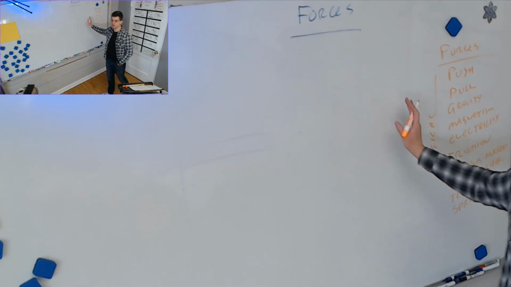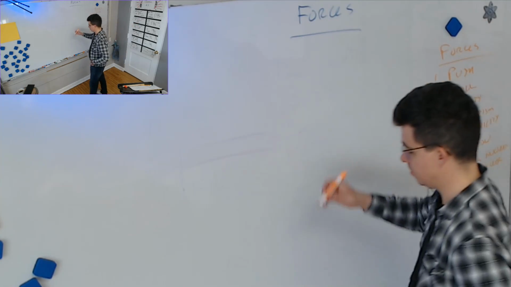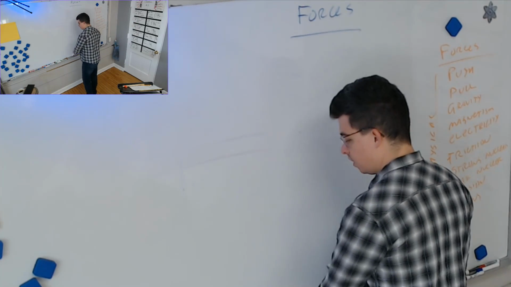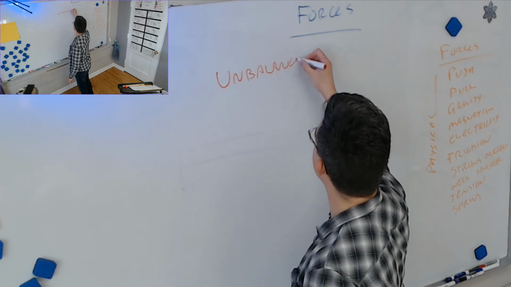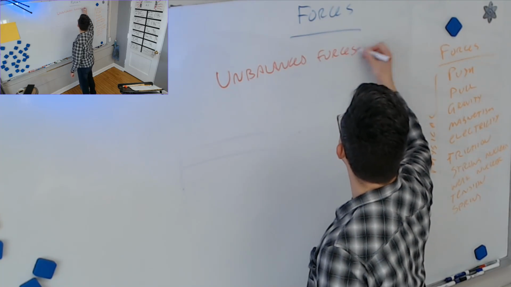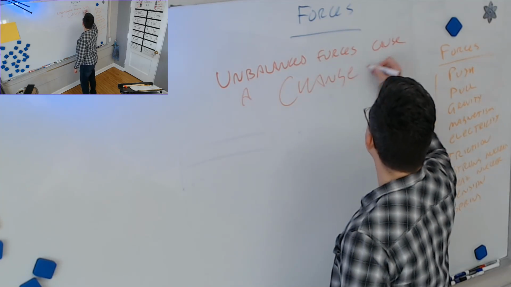But all of them do what? Unbalanced forces always cause an object to change in motion. Thank you, excellent job, Hunter. I'm going to write that down. We're all going to write it down. We've heard it before, but we're all going to try. Unbalanced forces cause a change in motion.